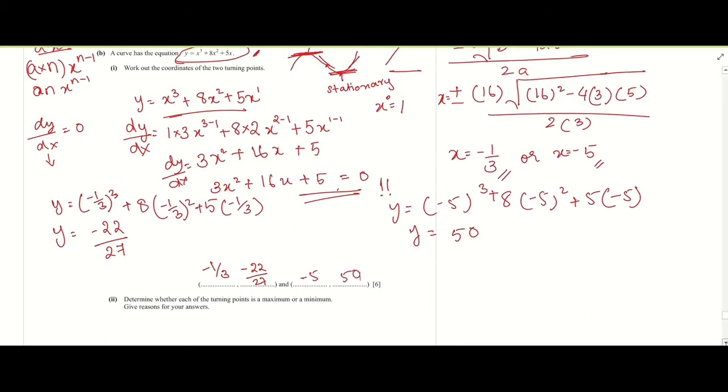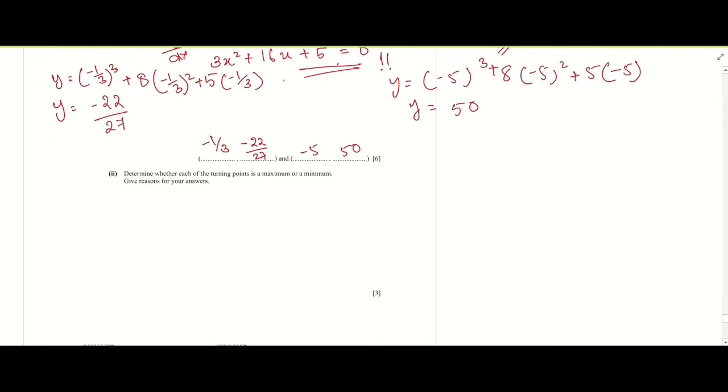Now we are asked to find whether each of the turning points is a maximum or minimum. As I've drawn earlier, a curve that looks somewhat similar to this, this is your maximum point and this is your minimum point. So we are asked to find which one is a maximum or minimum. This is one method of finding whether your turning point is maximum or minimum.